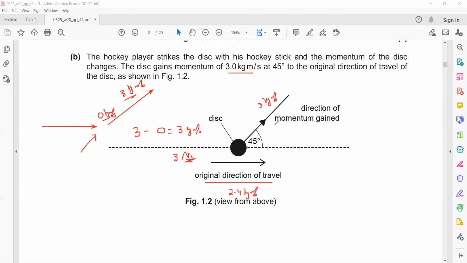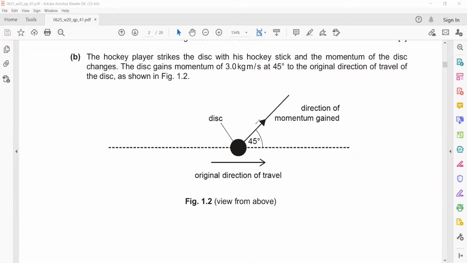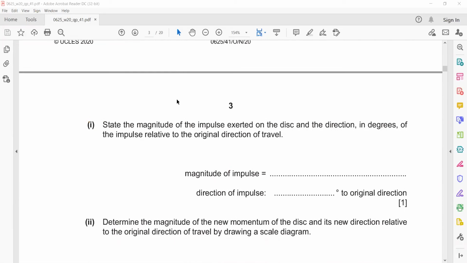And what about the direction of this impulse? The direction of the impulse is the same as the direction of the change in momentum. So the change in momentum is in this direction, and impulse is also in the same direction as it is a vector quantity. So here you will have 3 Newton second and the direction of the impulse will be 45 degrees to the original one.